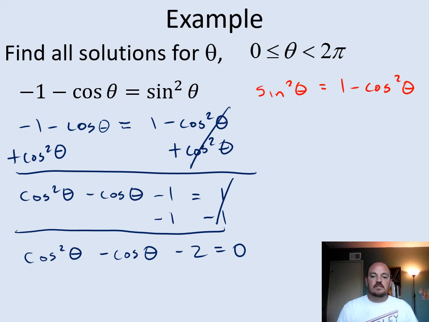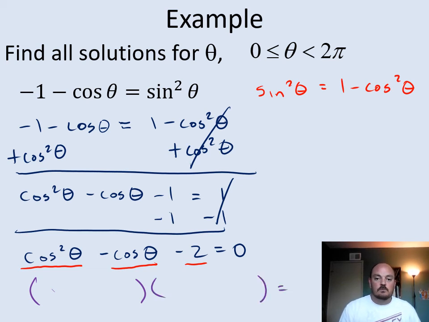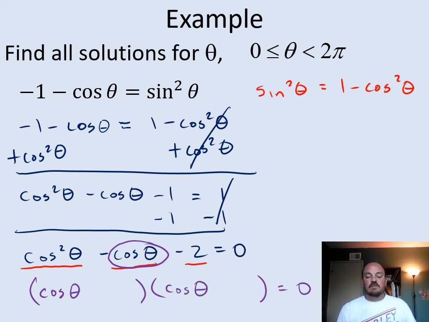So now when you have this situation here, when you have one of your trig functions squared, one of your trig functions, the same one but not squared, and then a constant term, we can factor that just like a quadratic, except instead of having x, you're factoring in terms of whatever is here. In this case, it's cosine theta. But the factoring part is the same.